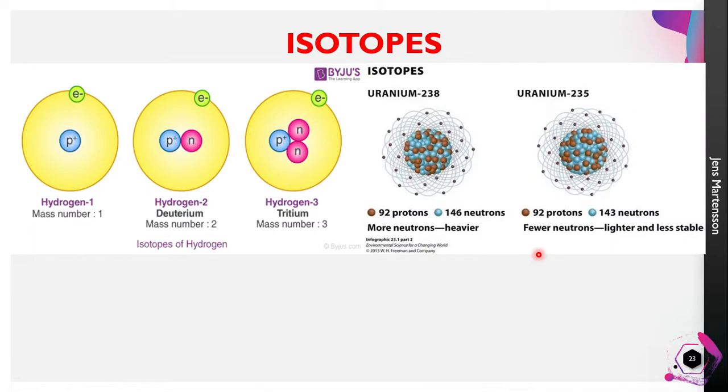Okay? So we also have here the isotopes of hydrogen, no? Hydrogen 1, hydrogen 2 or deuterium, hydrogen 3 or tritium. And then we have here the isotopes of uranium, uranium 238 and uranium 235. Okay? So there are many more atoms that have isotopes.